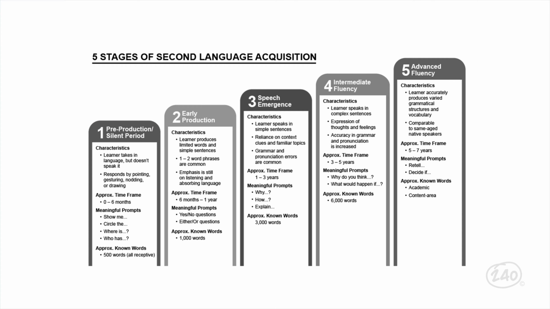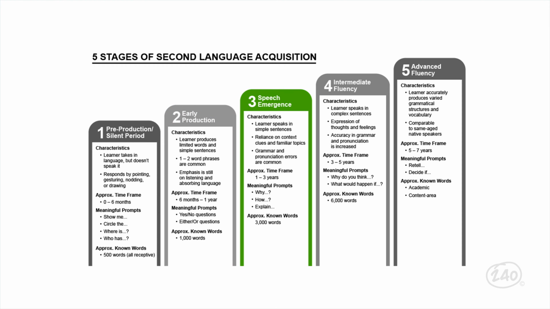Here is a quick overview. Stage 1, pre-production. This is the silent period where students are absorbing the language, but not yet speaking much. They might understand more than they can express. Stage number 2, early production. Students start using short phrases and single words. They begin to make simple sentences and can respond to questions.